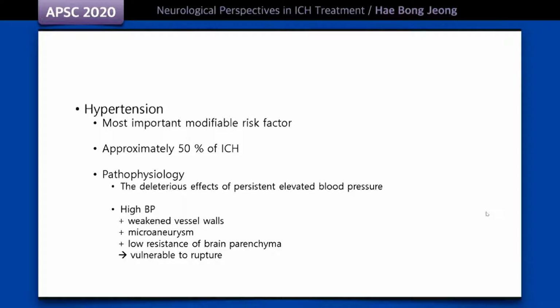As you know, hypertension is the single most important modifiable risk factor and the most common cause of primary ICH. The pathophysiology of hypertension-related ICH is the harmful effect of persistent elevated blood pressure on penetrating arteries and arterioles. This chronic exposure to elevated pressure causes progressive hyalinosis and sclerosis of these arteries, resulting in weakening of the vessel walls. So, the combination of high blood pressure, weakened vessel walls, development of microaneurysm, and low resistance of brain parenchyma lead to the ICH.